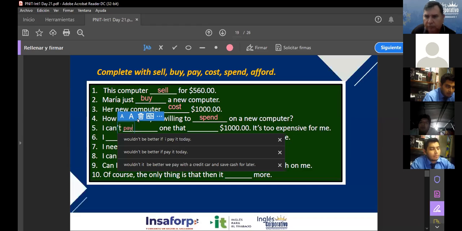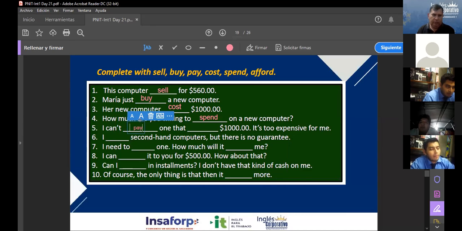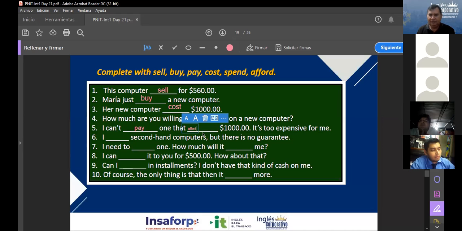This computer. I can buy one that. Effort. What is effort? I can pay one. What does it mean? I can pay. To have enough money to buy something. Okay. Can you buy a Ferrari? No, I can't afford it. It's too expensive.